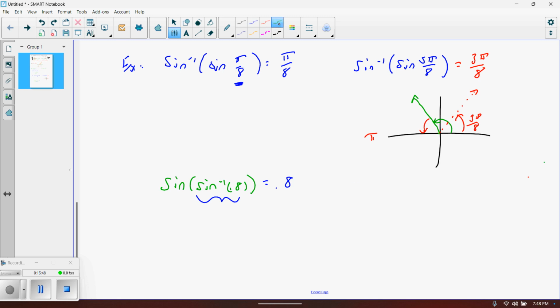But now here's a different one. Let's say that we have the sine of the sine inverse of 1.3.